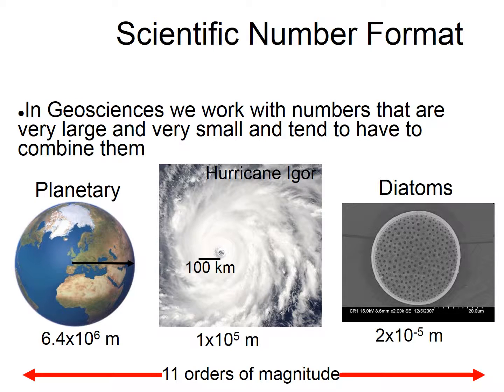10 to the 6 divided by 10 to the minus 5 is 6 minus minus 5, which is 11. So there would be 3.2 times 10 to the 11 diatoms if we stack them up all along the radius of the Earth. I mean, that's a ridiculous calculation to do, but it just gives you an idea of the kind of manipulations that are now quite easy to do without a calculator.